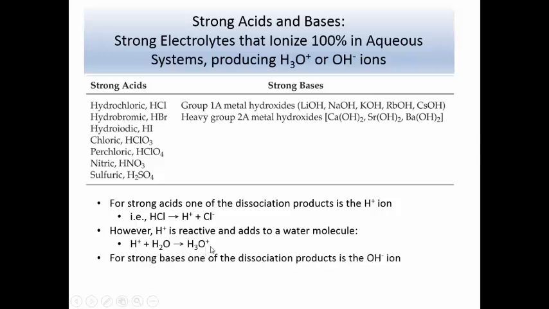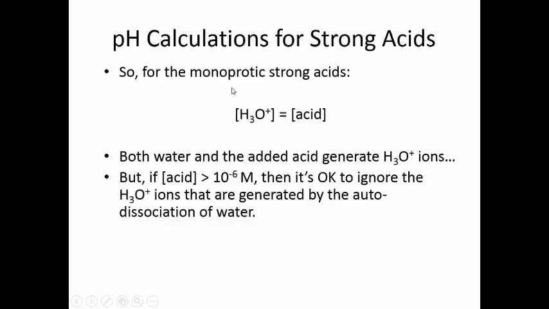For strong bases, when it breaks apart into ions, one of the dissociation products is a hydroxide ion, such as here for sodium hydroxide. Okay, so let's do a couple calculations really fast.